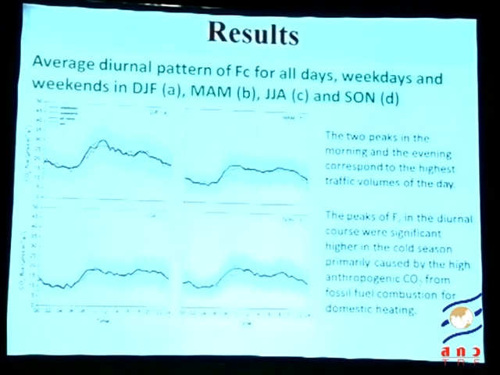The peak of carbon dioxide flux in the diurnal variation was significantly higher in the cold season, primarily caused by the high atmospheric carbon dioxide from fuel combustion, the gas combustion for domestic heating. This is because in Beijing, the clean air quality program began in 2007. As we know, in Beijing the pollution is still very serious.